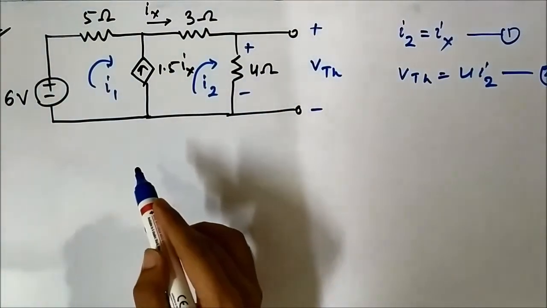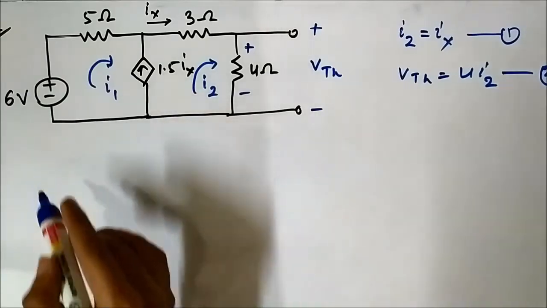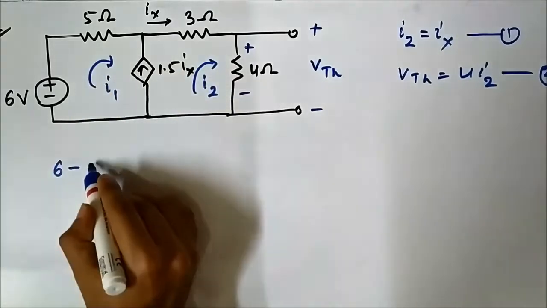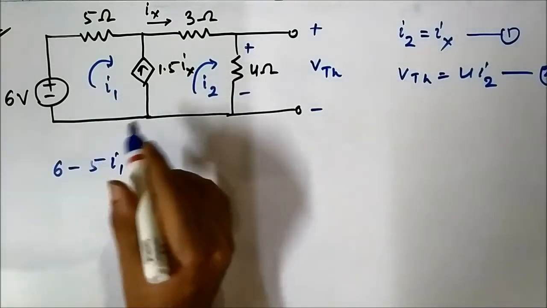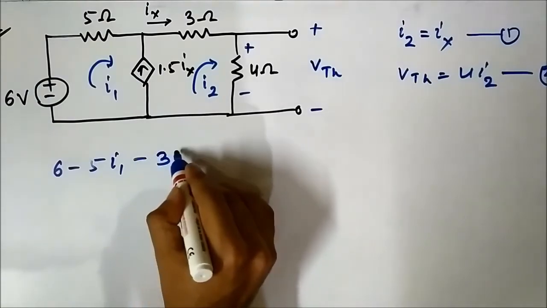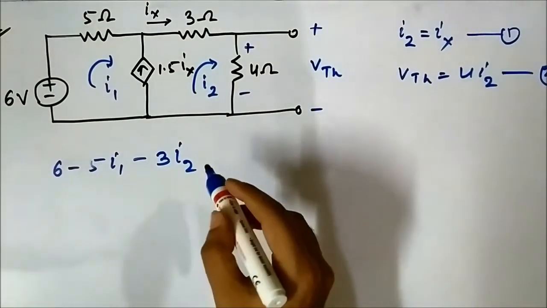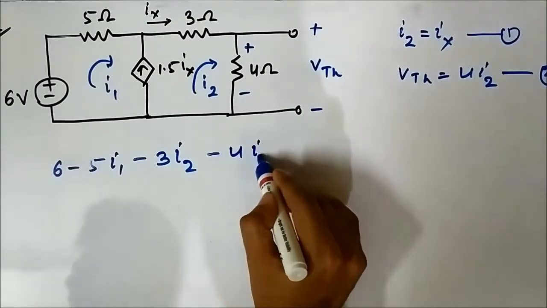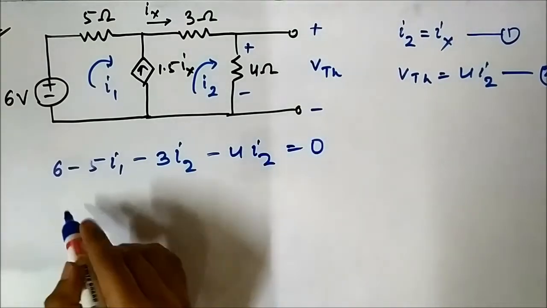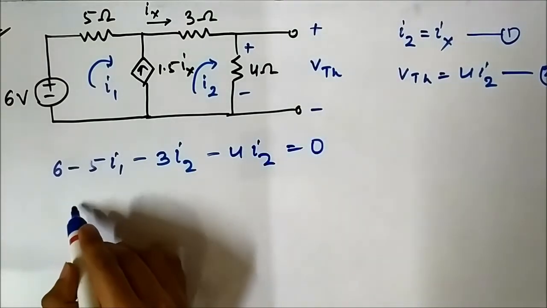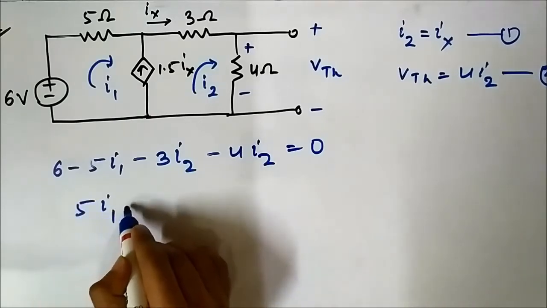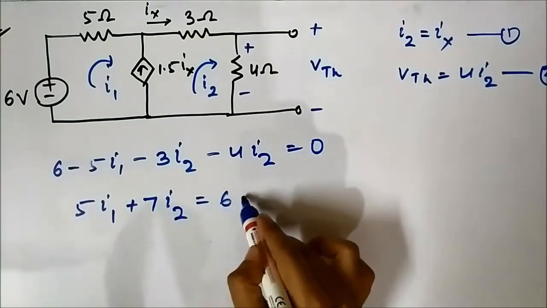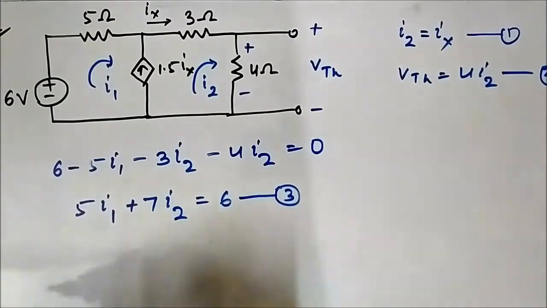So the equation here is 6 minus 5I1 minus 3I2 minus 3I2 minus 4I2 is equal to 0, or we can write it as 5I1 plus 7I2 is equal to 6. This is the third equation.